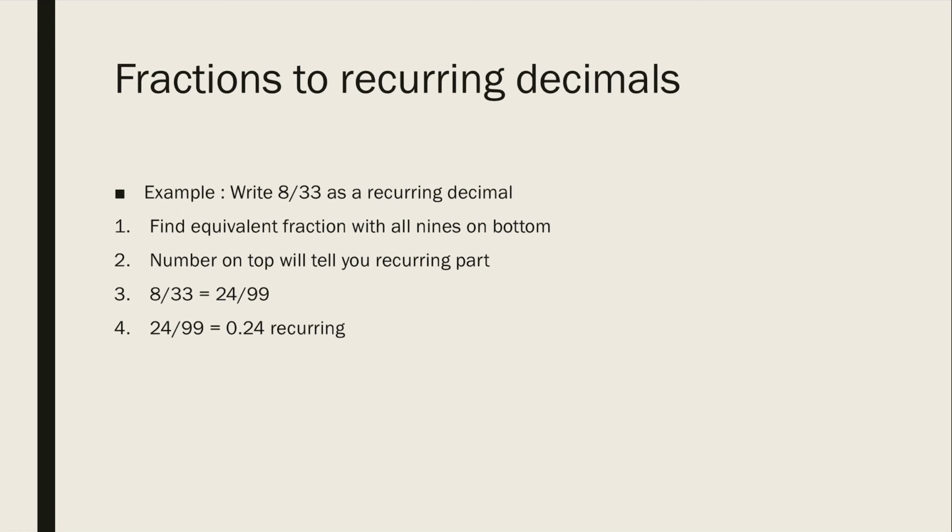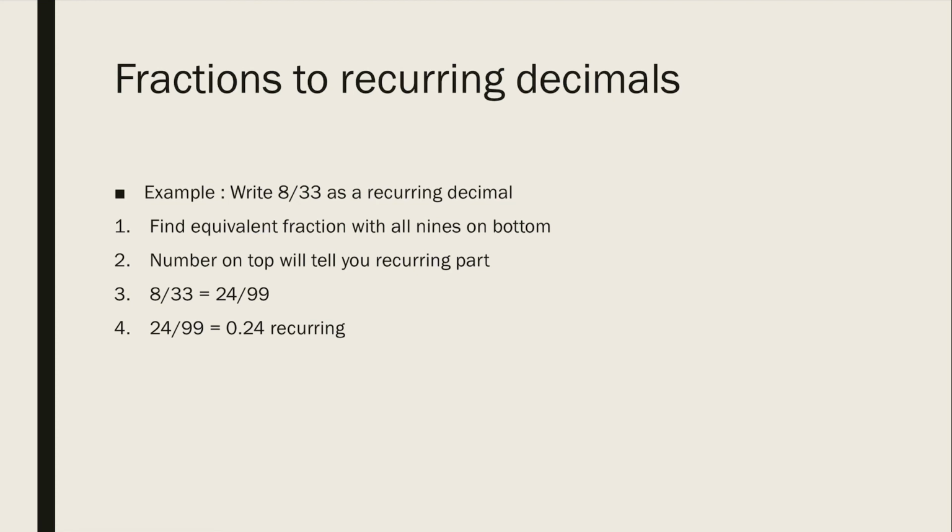Now we'll talk about fractions to recurring decimals. You might find this cropping up in your exam too. And if they're really unpleasant, they'll stick it in a non-calculator paper. So here's an example. Write 8 over 33 as a recurring decimal. There are two ways you could do this. The first way, which is shown, is to find an equivalent fraction with all 9s on the bottom. The number on the top will tell you the recurring part.